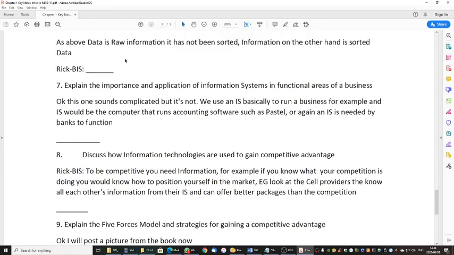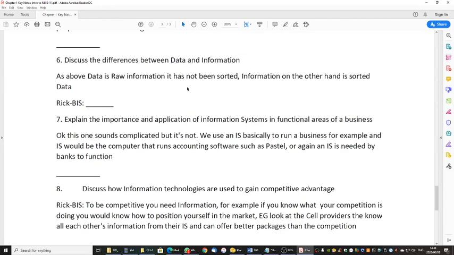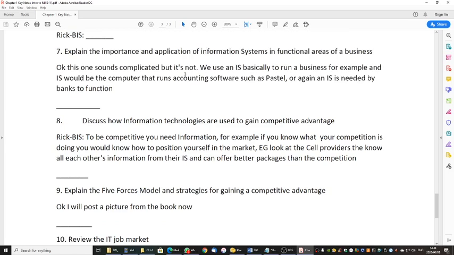Data that has been sorted is information. The importance of information systems in functional areas of a business. It sounds complicated, it's not. We use an information system to run a business. An example of that would be Pastel software, which is accounting software that you use to run a small business.